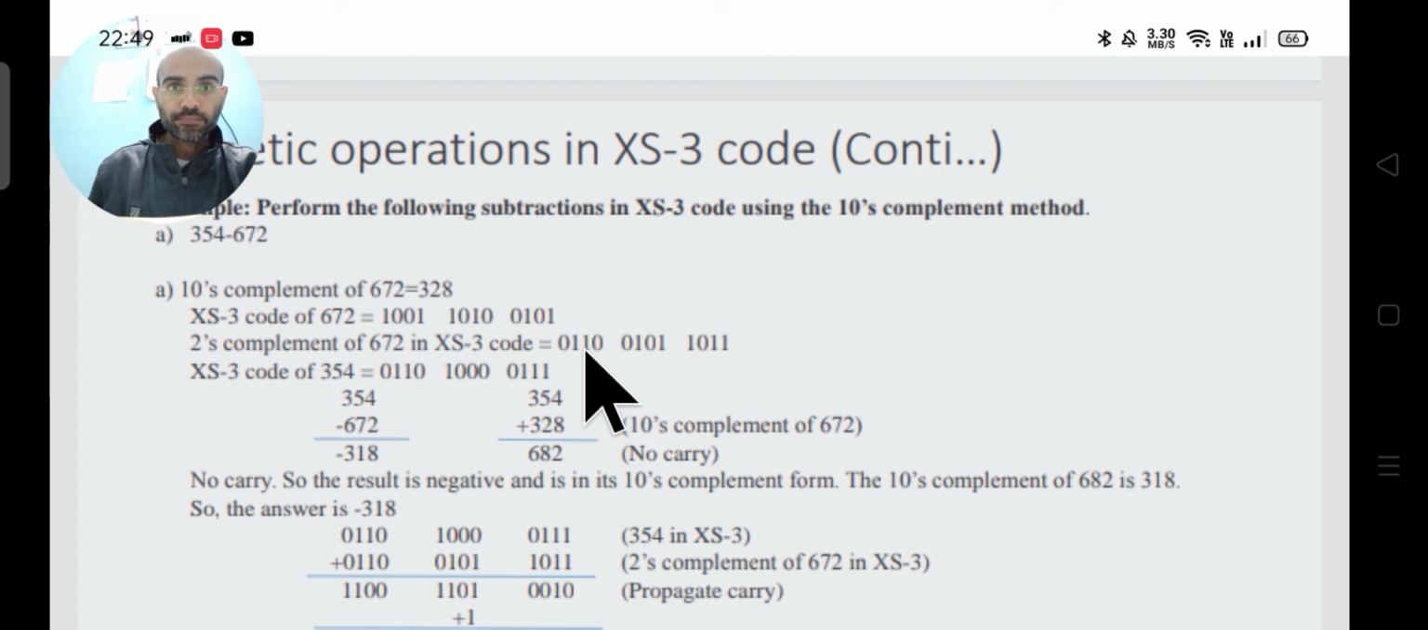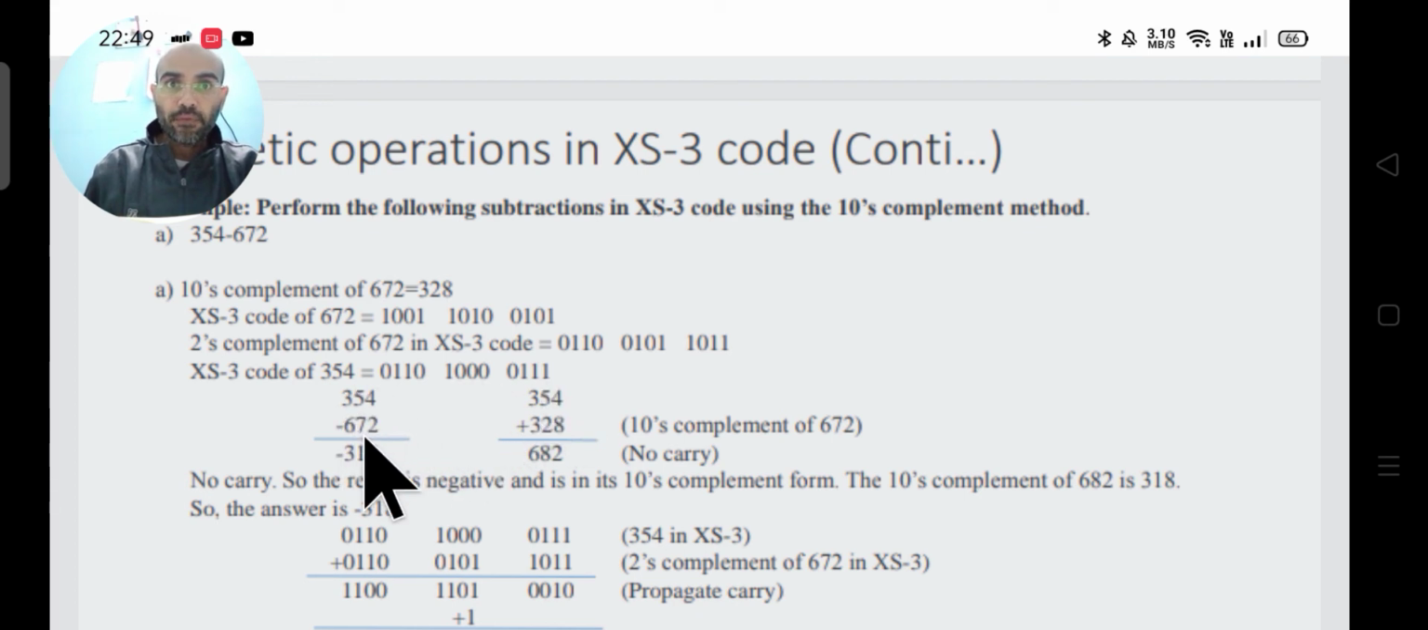So you see, again same, but the last bit here will not be inverted. So we'll do this. Okay, so this is the 2's complement of this excess 3. Now we want the excess 3 code of which number? The 354, the first number. So the excess 3 code of 354 is this. So this will be 3 plus 3, again 5 plus 3, and 4 plus 3.